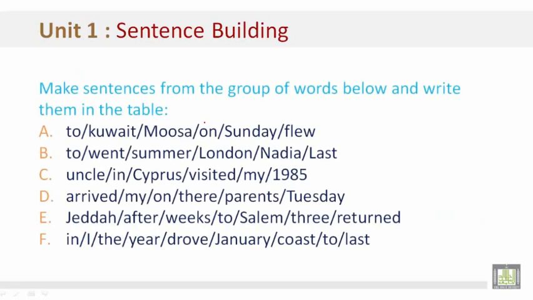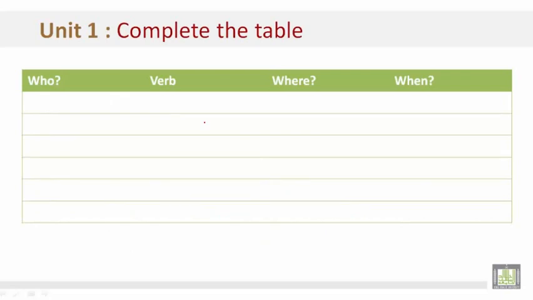Sentence building. Make sentences from the groups of words below and write them in the table. The table will be on the next slide. As you can see, we have a few sentences here and they are all out of order. Let's go to the next slide where we will put these sentences in order. So, in this example, each sentence will have a who, verb, where, and when, completing the sentence. Let's begin with example A.